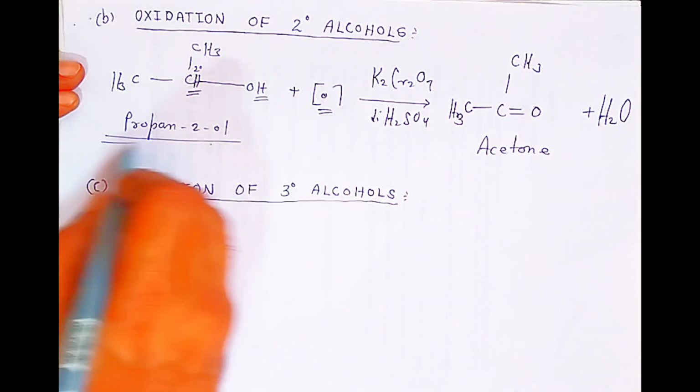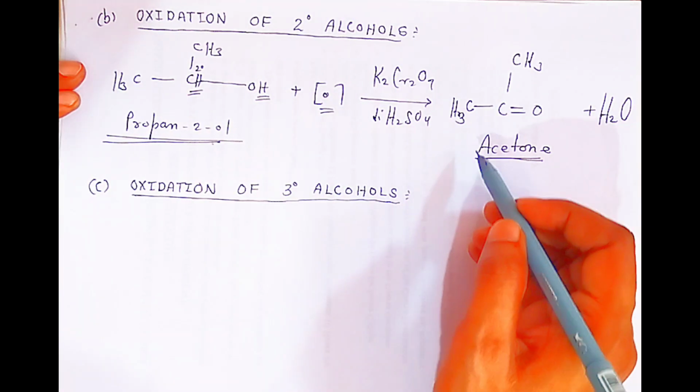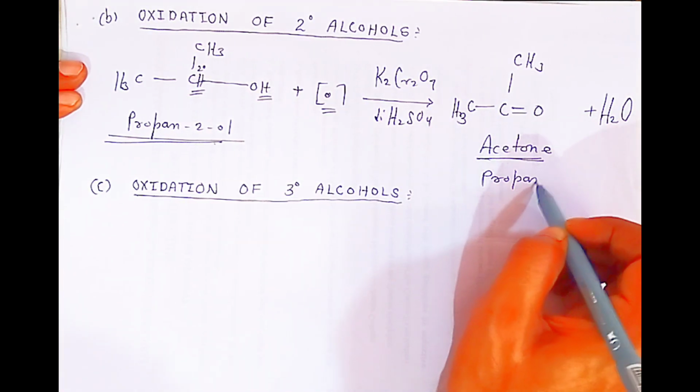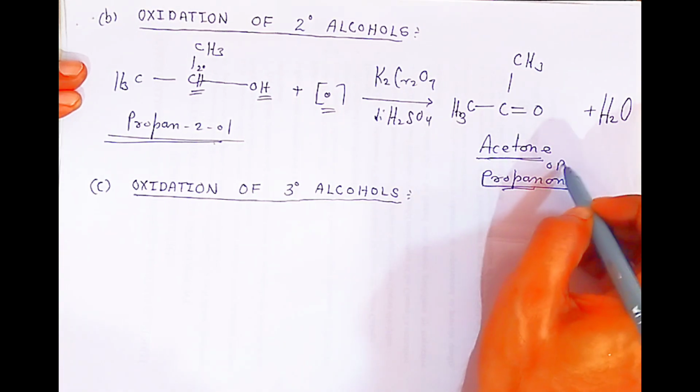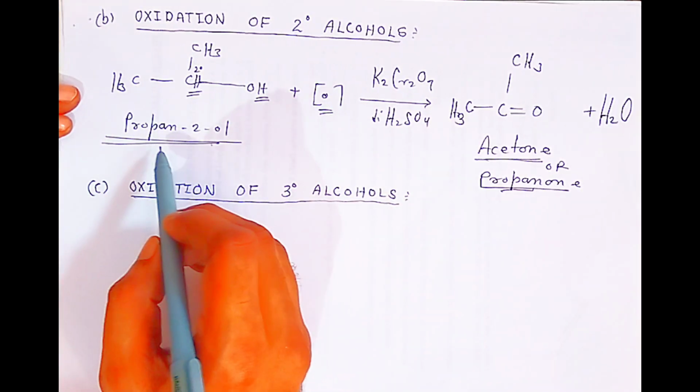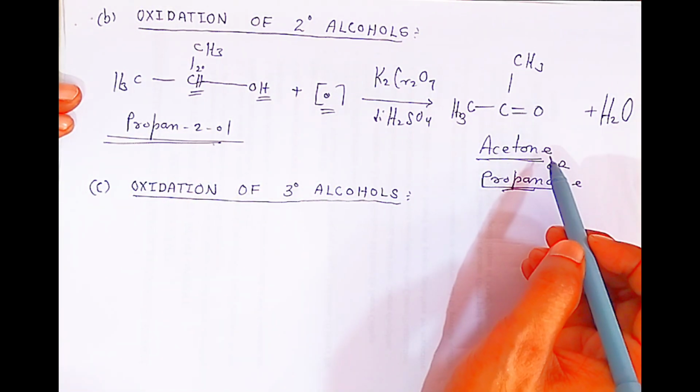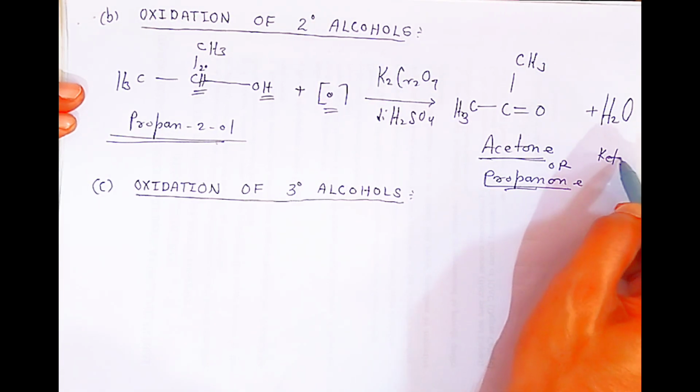So propan-2-ol is converted into acetone, or in IUPAC you can say propanone. This is nothing but propanone. Understanding? So this way, students, second degree alcohol is converted into acetone, that is a ketone. It will convert into ketone.